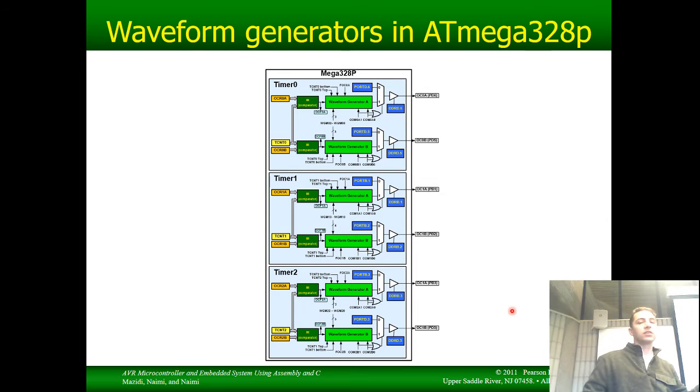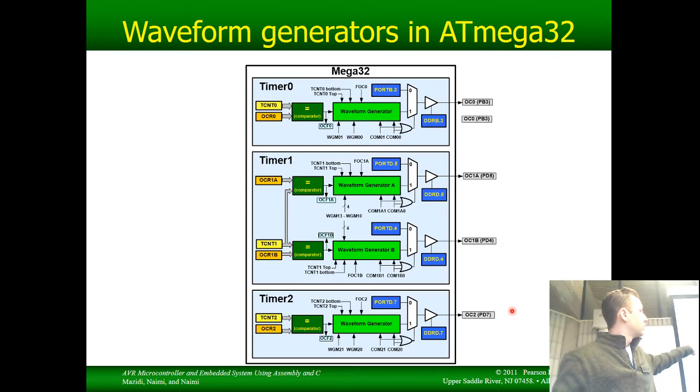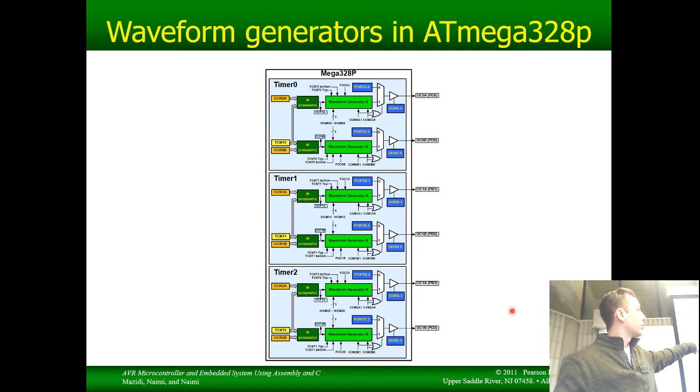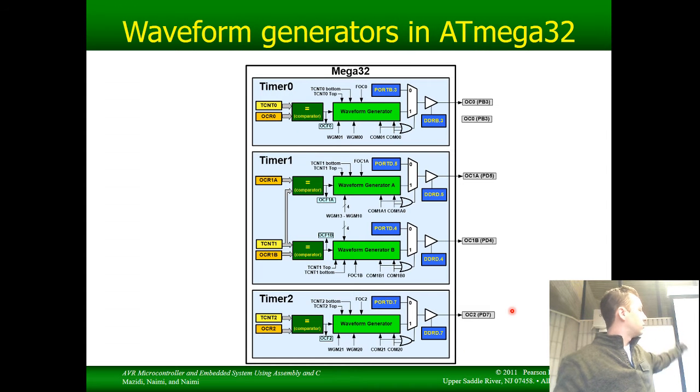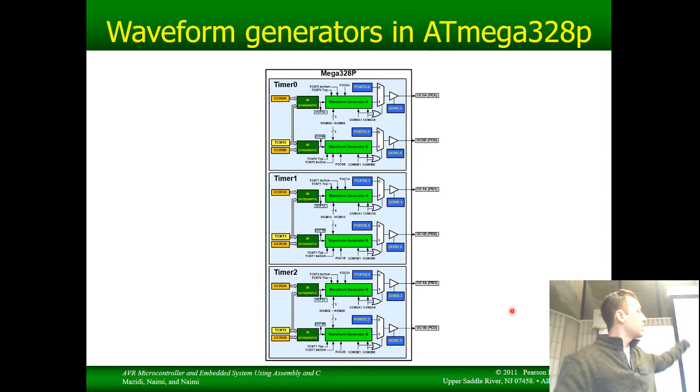Really the only difference here, though, is this. Timer 1 is exactly the same in both. Timer 0 and timer 2 in the 32 just have a single green box which says waveform generator. In the 328P, all of them have 2 boxes. So let's zoom in just for now on timer 0.